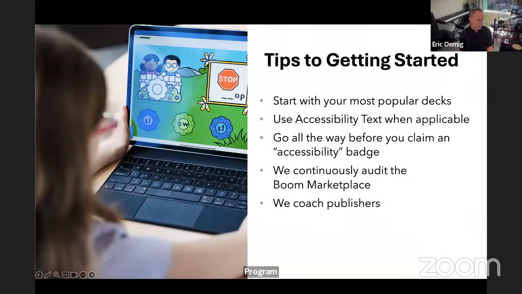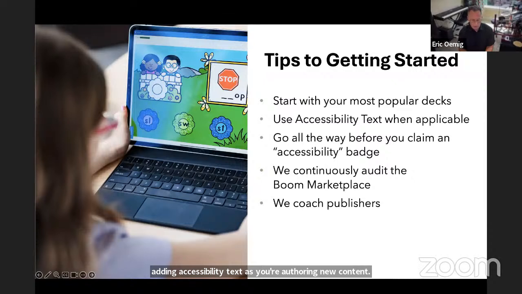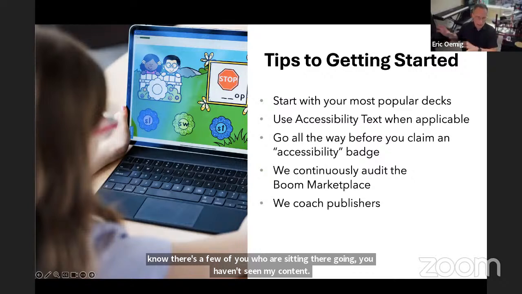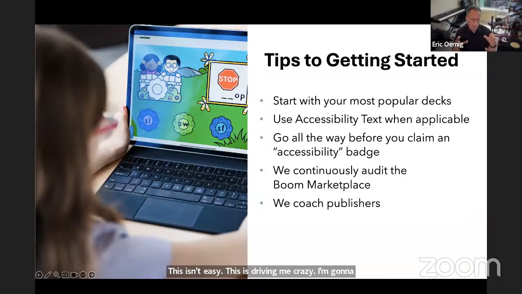So how do you want to get started? Again, start with your most popular decks or your most important ones. I think at this point it's really easy to start adding accessibility text as you're authoring new content. I know there's a few of you sitting there going, you haven't seen my content. This isn't easy. This is driving me crazy. I'm going to talk about that a little bit at the end, but I know this is heavy on quite a few people's minds.